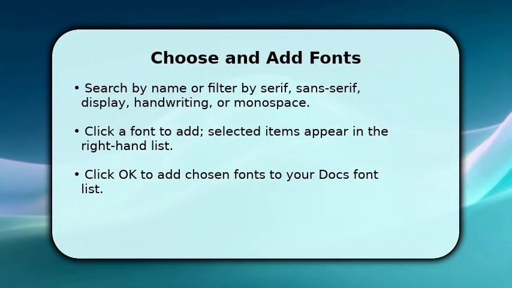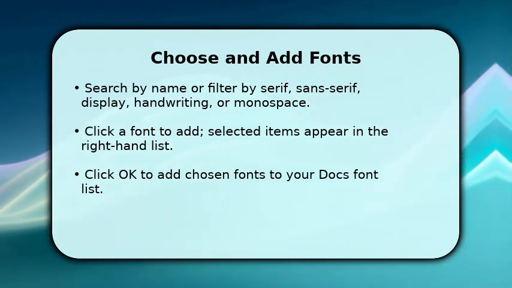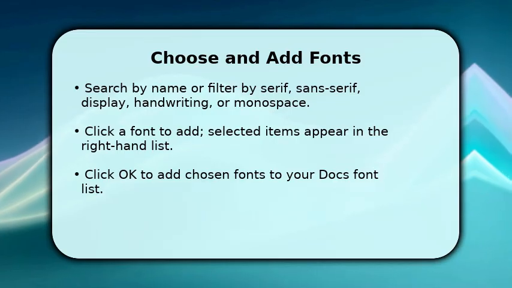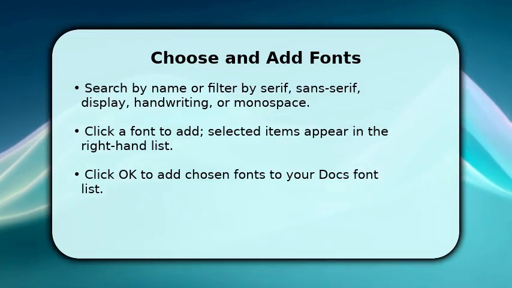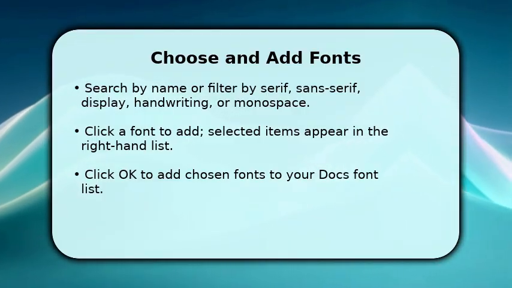Next, use search or the category filters to narrow choices: serif, sans serif, display, handwriting, or monospace, because each category affects readability and tone. Click any font to add it. You'll see selections populate a list at the right side of the dialog, which is your temporary cart.